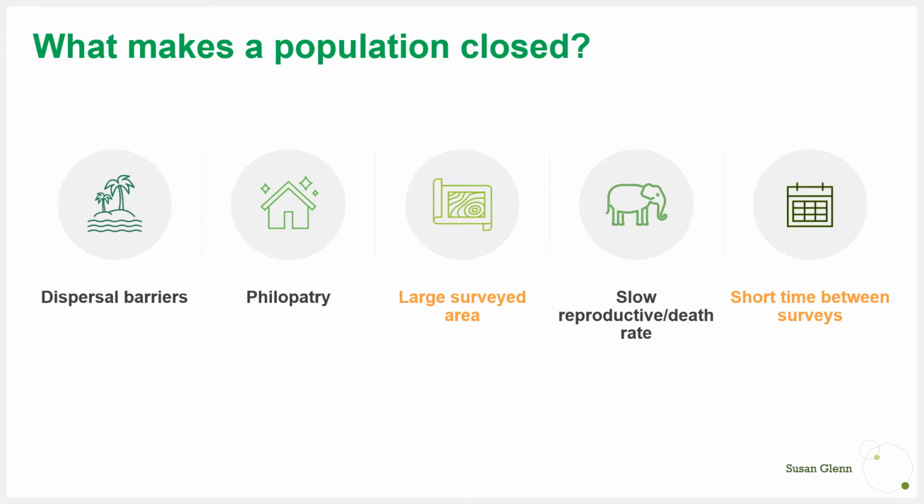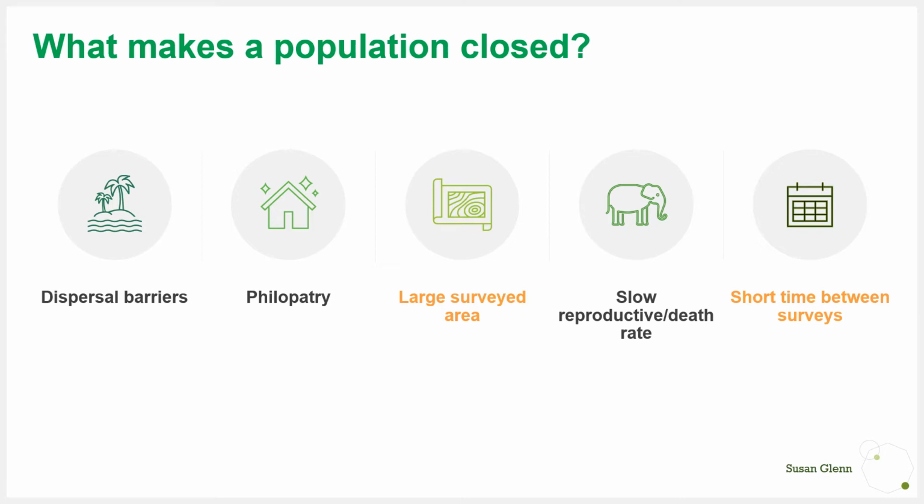And also, if you pick a large enough area, then the idea of things coming and going is minimized. And that's the most common solution to the assumption of a closed population, is to survey a large area, because we don't have an island and we don't have species that show a homing instinct.